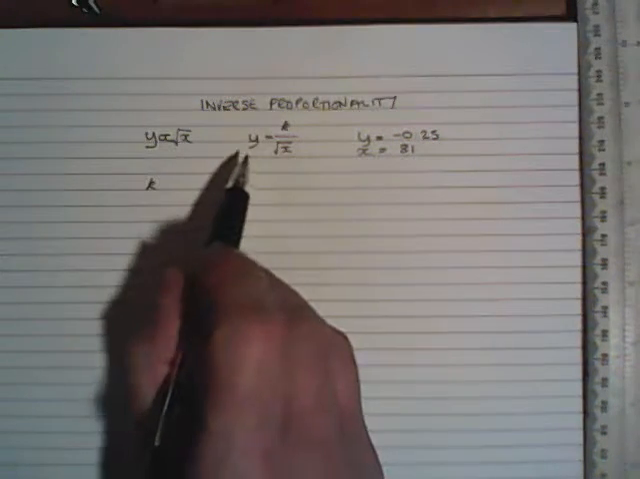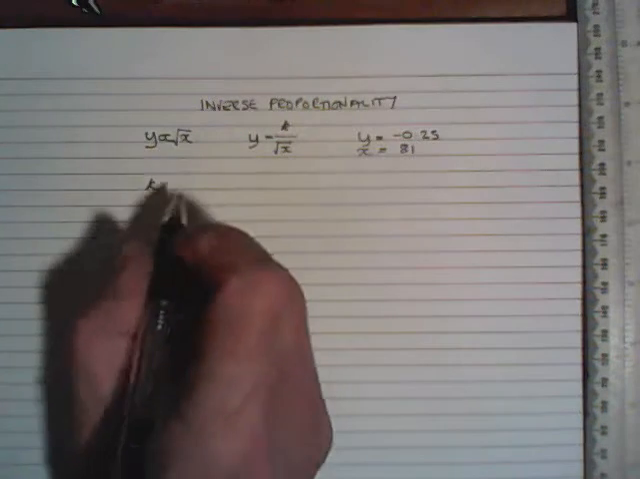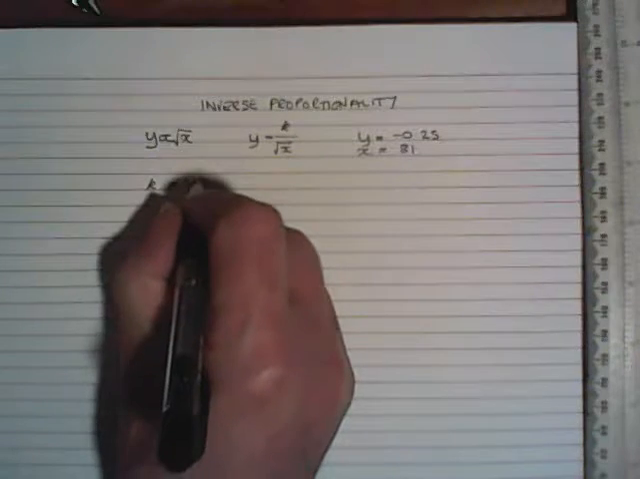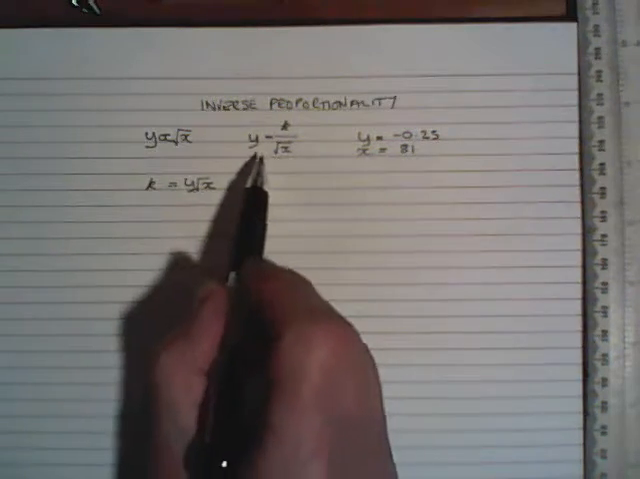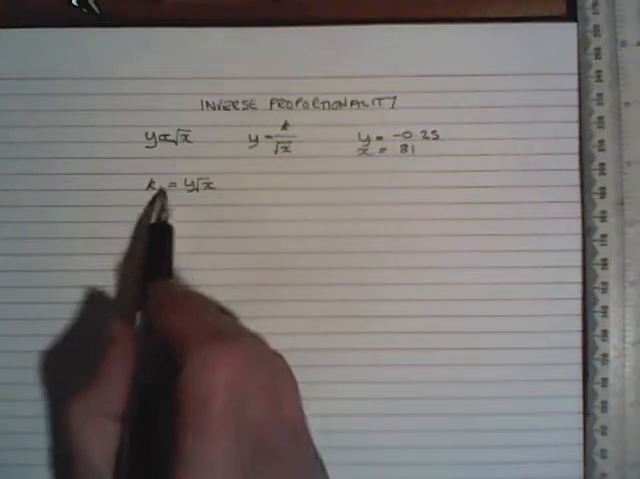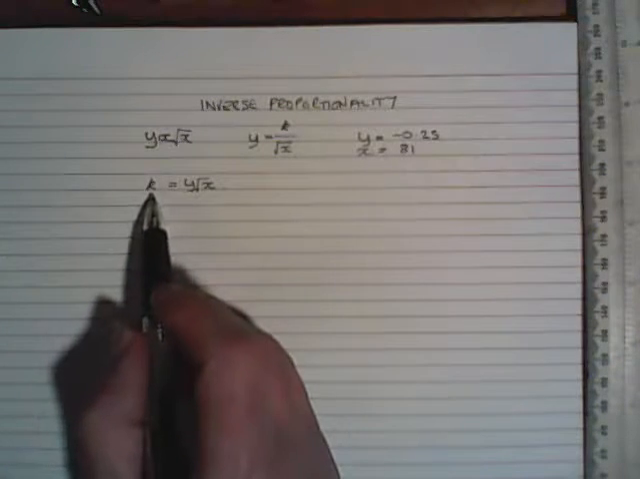So the subject of the equation, what do we do? Well, we multiply both sides by the square root of x. So k equals y times the square root of x. By multiplying this side of the equation by the square root of x, it is cancelled out, and we've left k on its own, which is our intention in the first place. So we've rearranged that.